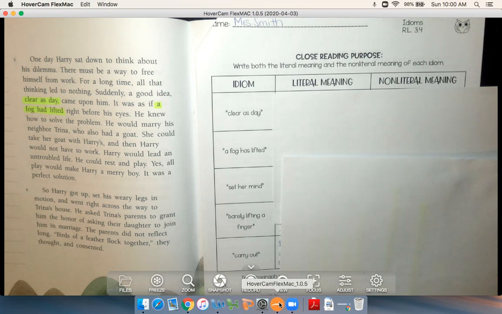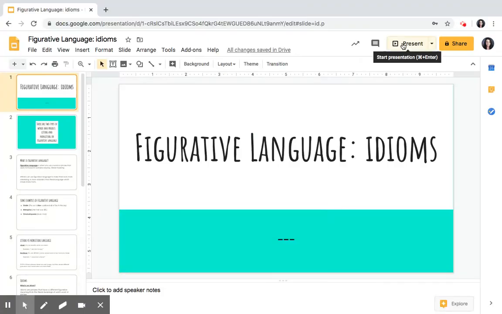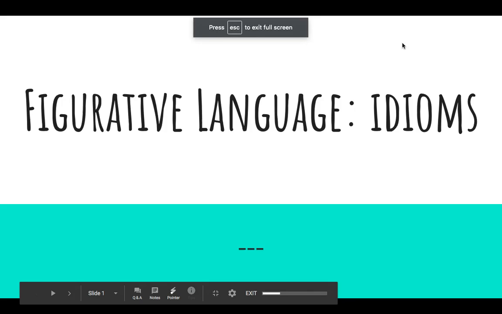Now, I have a question for you. Have you ever heard someone say something like, I could eat a horse, or I slept like a log? Did you understand what they meant when they said those things? If you did, you probably have some background knowledge on something called idioms or figurative language. If not, that's okay. We're going to go over it and review it right now. So let me bring you to this page and present my screen to you.